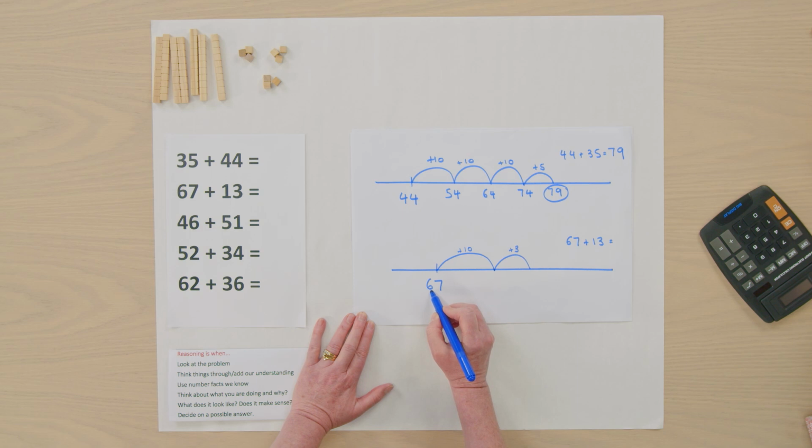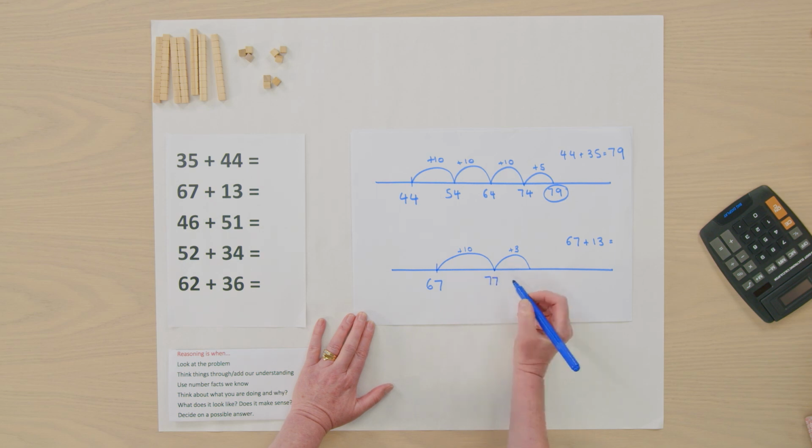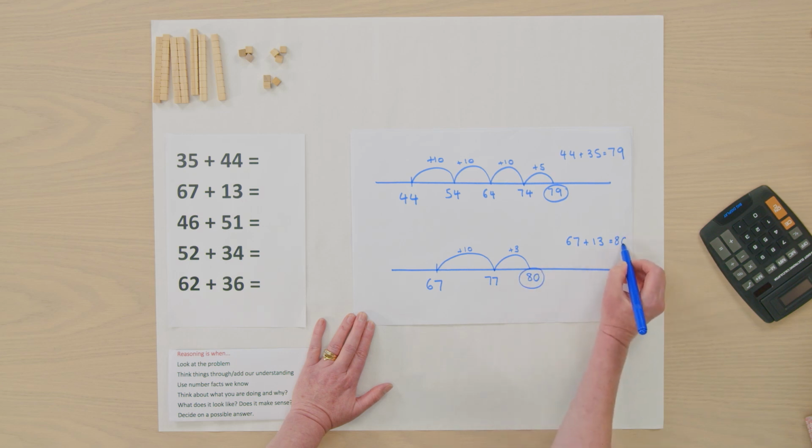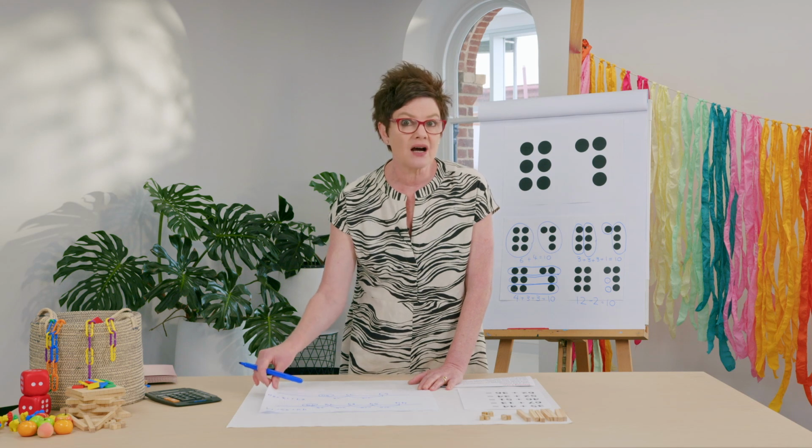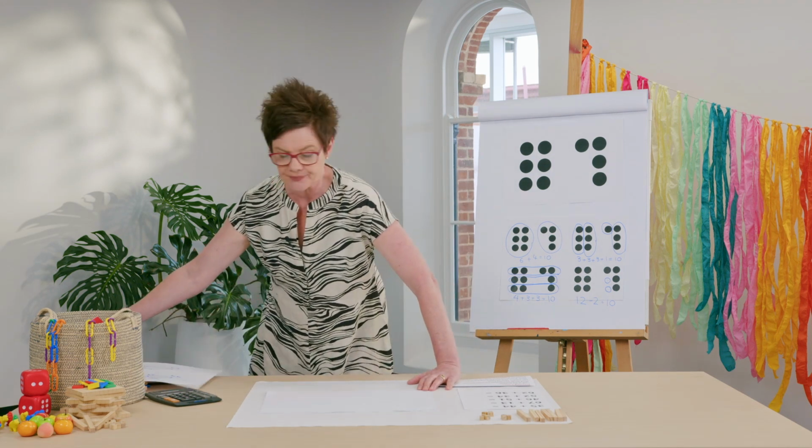All right, let's see if we can do this. 67 add 10 will give me 77, and 77 add 3 ones will be, 7 and 3 will make 10. Ooh, so I look like I've got 70 and a 10. 70 and a 10 gives me 80. And there is my answer. Okay, nice work. Let's keep going.